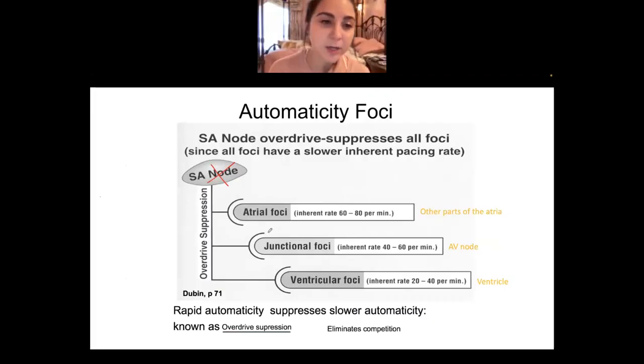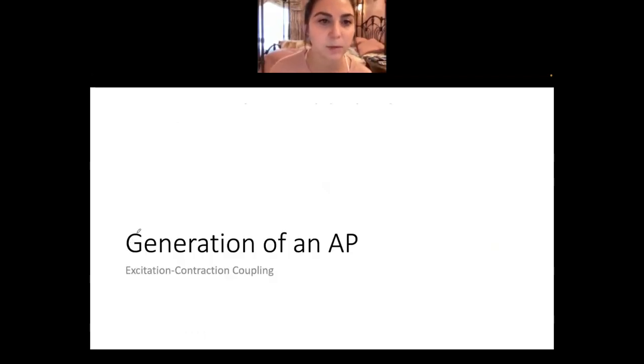Then the AV node can kick in. So the AV node can kick in, that's your junctional foci. And then there's ventricular foci. So literally bundle of His, Purkinje fibers, they can also do it. And these are located in the ventricle. So just wanted to point that out because a lot of the arrhythmias can happen because the SA node stops working and then these other pacemakers take over.